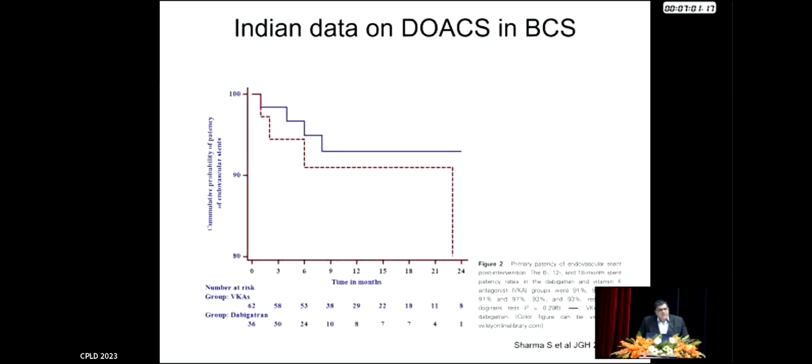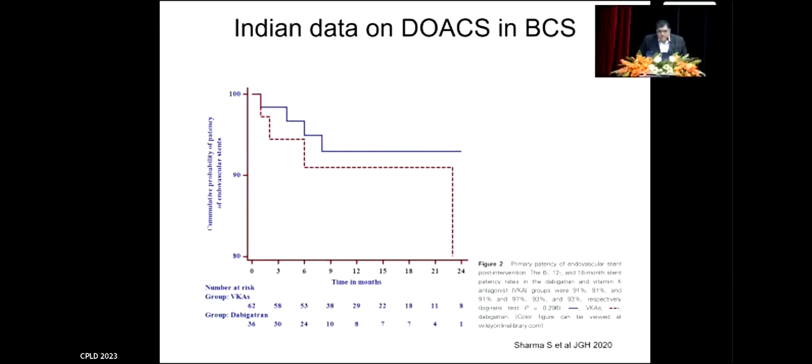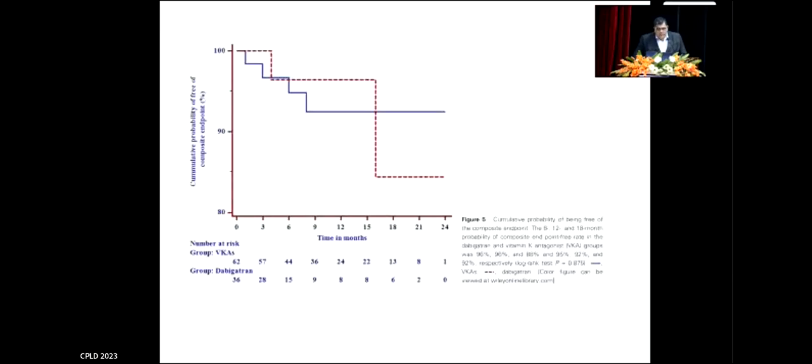This excellent study done by the AIMS group looked at the primary patency of endovascular stent post-intervention, comparing between VKAs and DOACs, and showed that there was slightly better patency rate with the DOACs. When they looked at the combined probability, the composite endpoint of efficacy and safety, it was initially the same. If you see, the graph starts from 80% to 100%, so it is not a huge difference. It's a difference in a few points, and the benefit usually starts beyond 15 months.